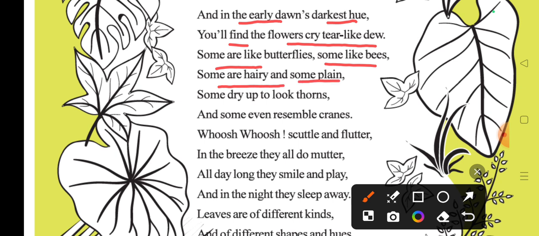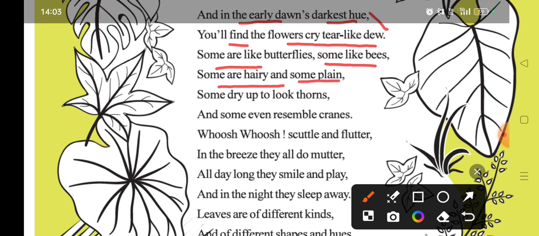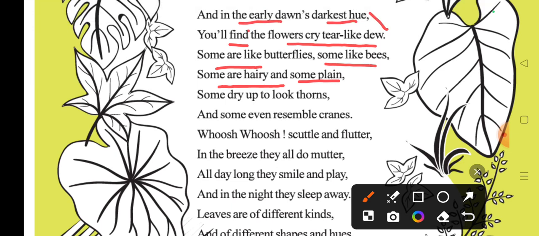Okay, first we understand these two lines here. This means that in the early dawn, what happened? There are small dewdrops you will find on the flowers, okay, and they look like teardrops of flowers. And here the poet is again saying that some leaves look like butterflies and some look like bees. That means they are very small. Some are hairy and some are plain.